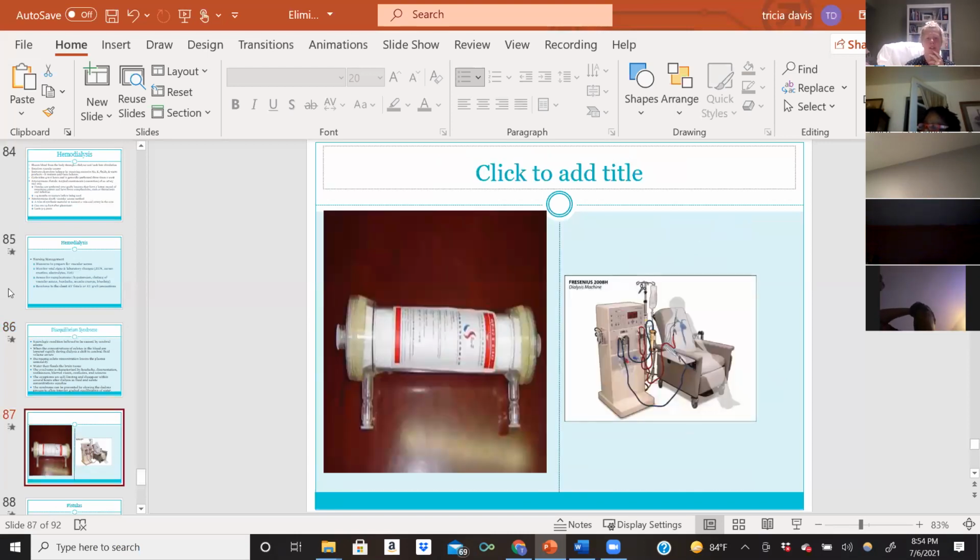So this is what the filter looks like that filters your blood and all the toxins out. And then this is what the actual dialysis machine looks like. If they go to an outpatient center, certainly they can sit in these chairs. In the inpatient setting, you usually send them down in their bed or their stretcher, and they stay on that for the duration that they are there.